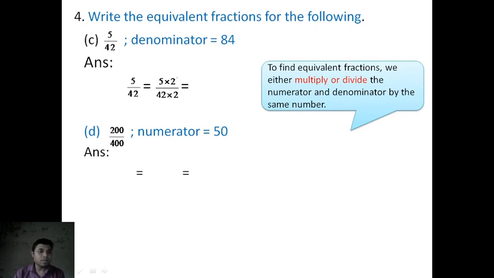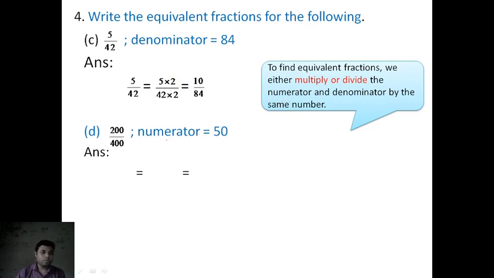Then look here. First the denominator by 2, then the numerator by 2. Look, by the same number you have to multiply or divide. You are multiplying by 2 because you have to make it 84. So write it 10 by 84. Is it clear, my dear student?